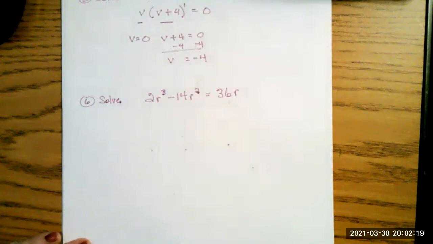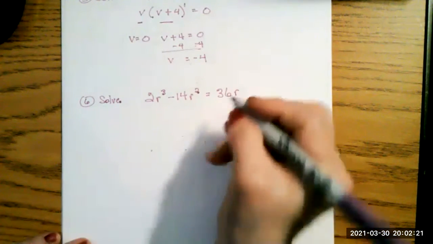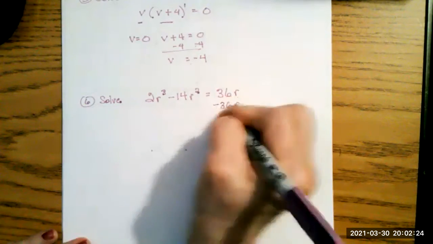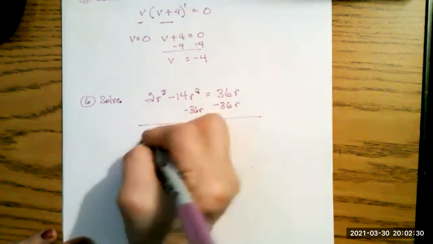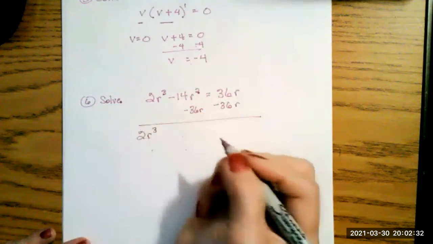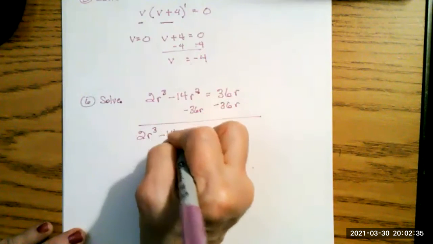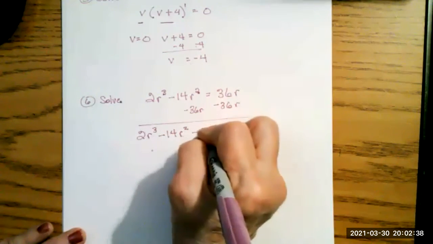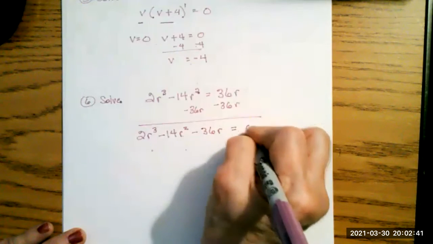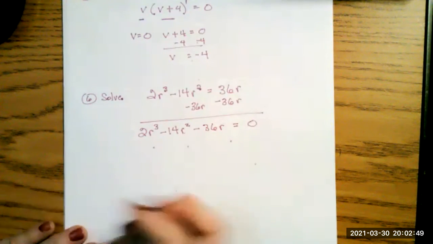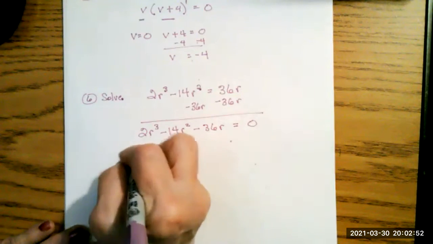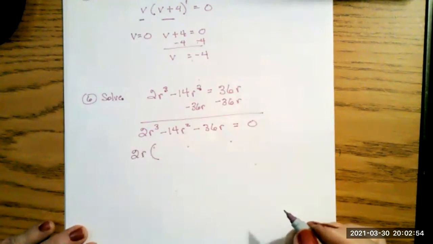So this has that 36r over there on the wrong side. I need to bring it over and set it equal to 0 and put it in the right place. That's going to be 2r cubed minus 14r squared minus 36r equals 0. So then I want to see if there's anything in common. It looks like they all have a 2 and they all have an r. So I'm going to take a 2r out of all of them first.